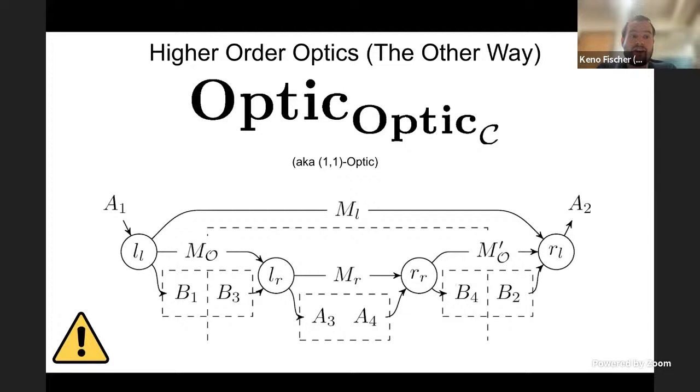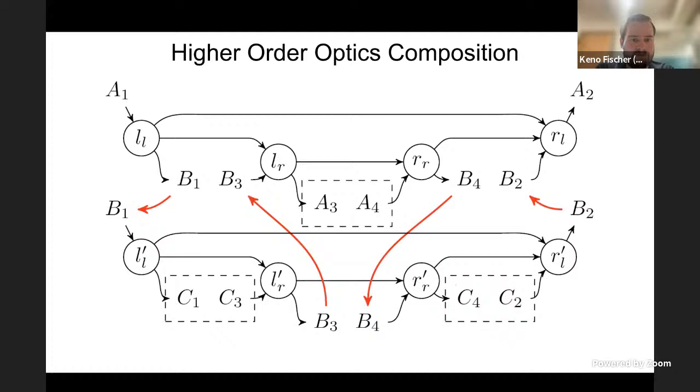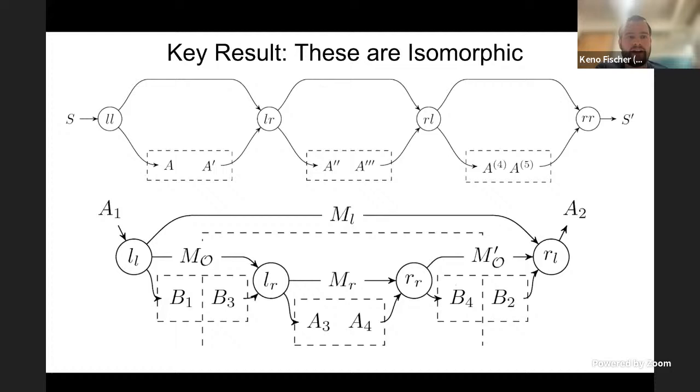There's some more complications that I'm happy to talk about. But morally, these are two constructions that I'm using. And this is how the second order one composes. I can come back to it. But the key point is that these are equivalent structures in some sense.